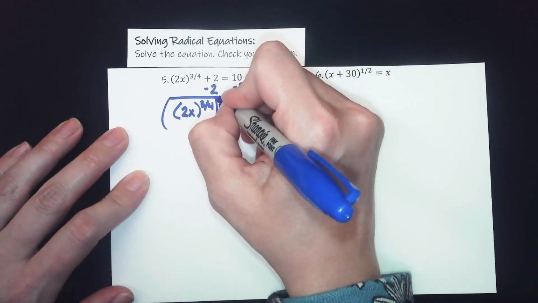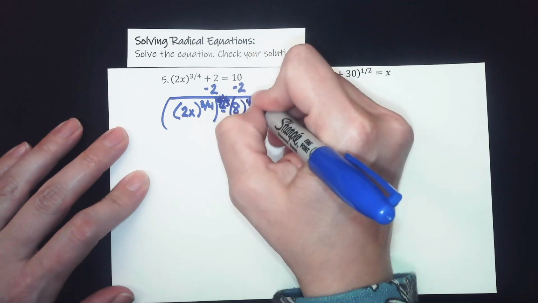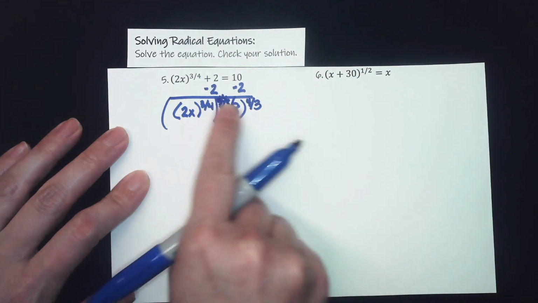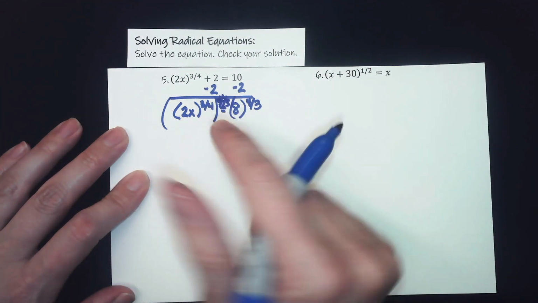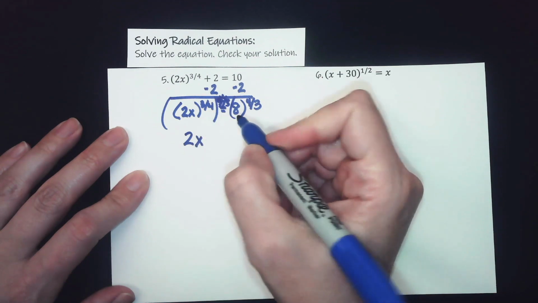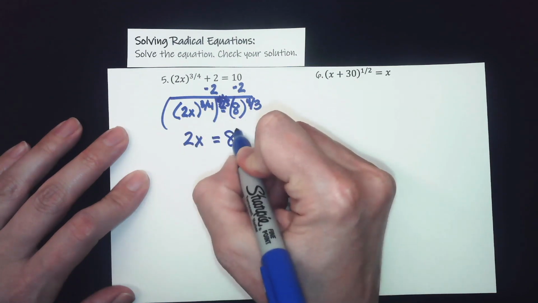Whoops, and I wrote it wrong. 4 over 3. I just flip it and take it to that power. So then these will cancel out and leave me with 2x. And this leaves me with 8 to the 4/3.